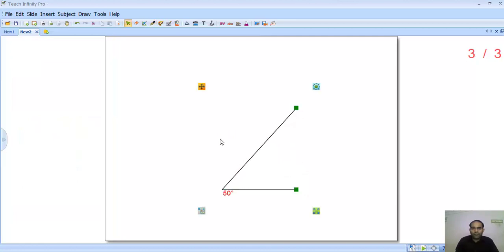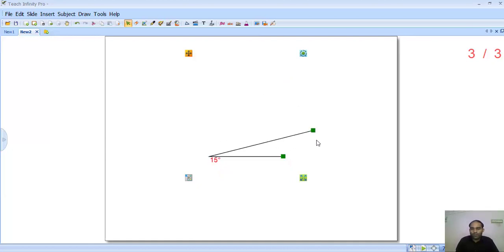Now this one is the angle. Now look here, both the lines are overlapping, now it starts increasing, and suppose this is 15, 16, 17, 19, 20, 30, 40, now 50, 60, 70, 80 and 90. This is called right angle.